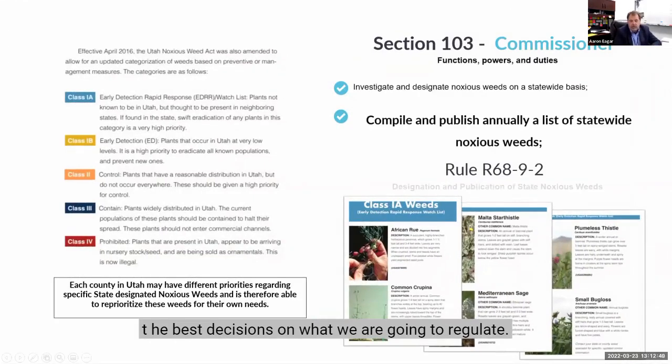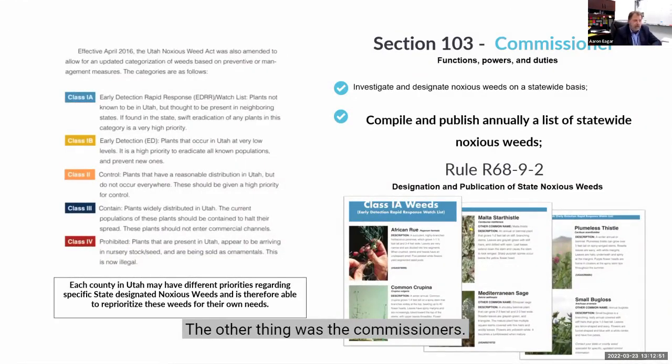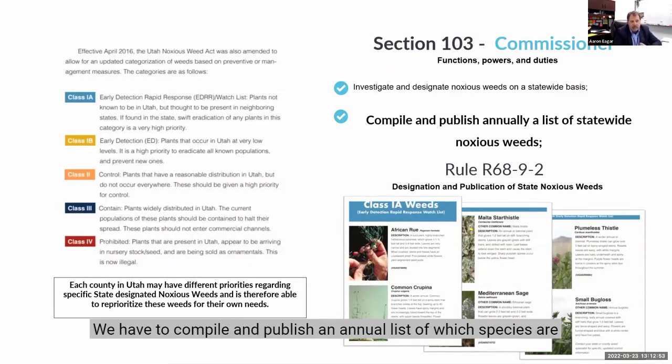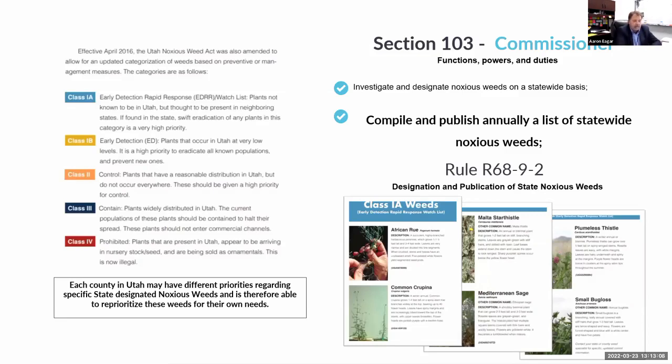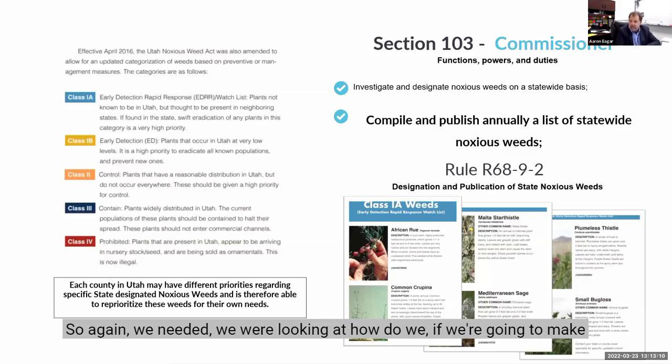The other thing was the commissioners, we have to compile and publish an annual list of which species are going to be regulated species and then put classes to them as to what the responsibility is based on what the class of that species is. So again, we were looking at how do we, if we're going to make good decisions and we're going to do any kind of enforcement or regulation, we have to have really good data so that we can back up what our decisions are.